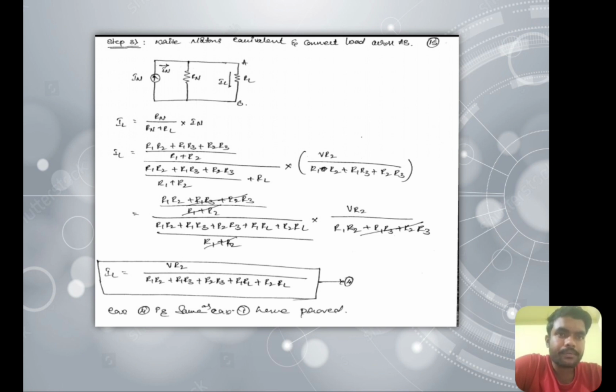In that, the denominators cancel each other, and V R2 divided by that denominator will cancel with the numerator on the other side. The remaining IL is equal to V R2 divided by R1 R2 plus R1 R3 plus R2 R3 plus R1 RL plus R2 RL. From the above equation and this equation, we can prove Norton's theorem.